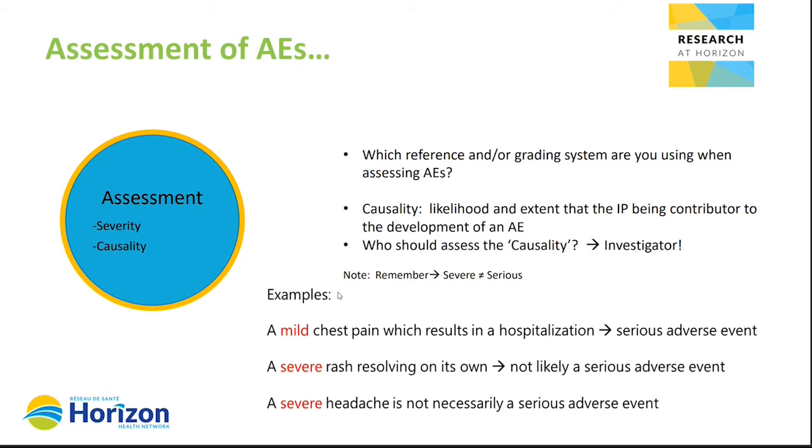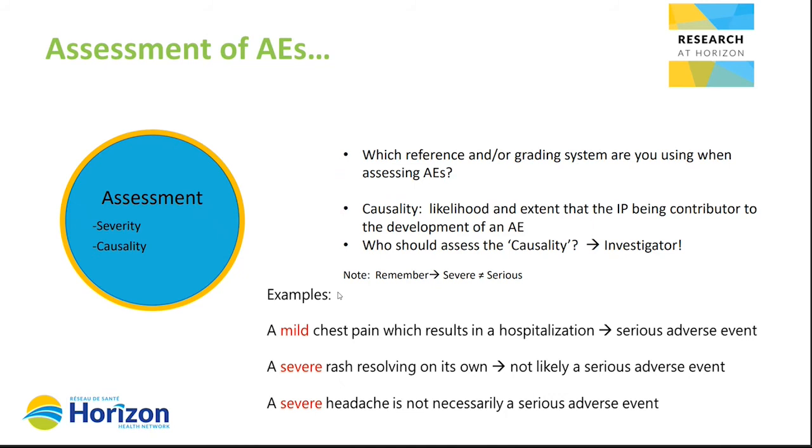Guidelines to grading systems are typically described in the study protocol. It's important that you understand the grading system and that you are able to provide the necessary assistance when communicating AE information with your research team as well as your study investigator. One example I'd like to show here is the difference between severe and serious. So remember that it says mild chest pain, which results in a hospitalization. So the grade of severe is not the same as serious.